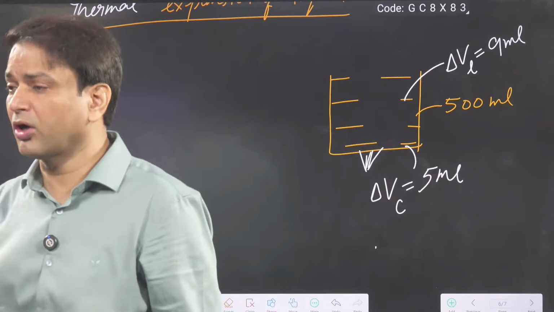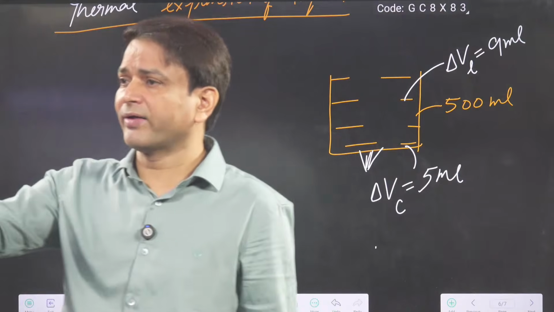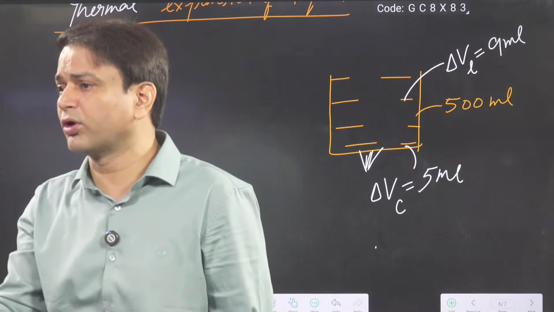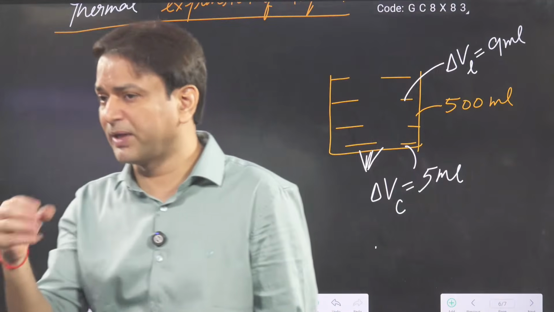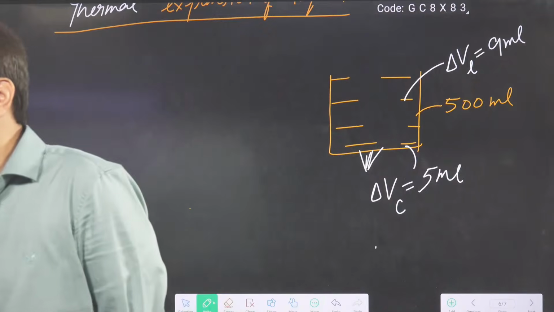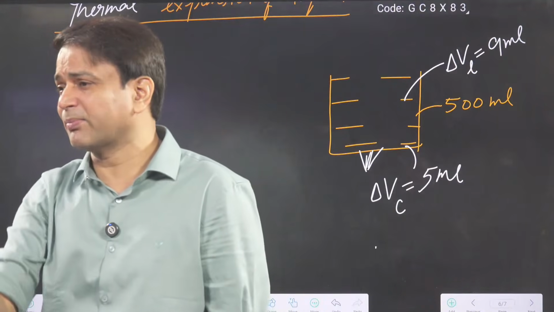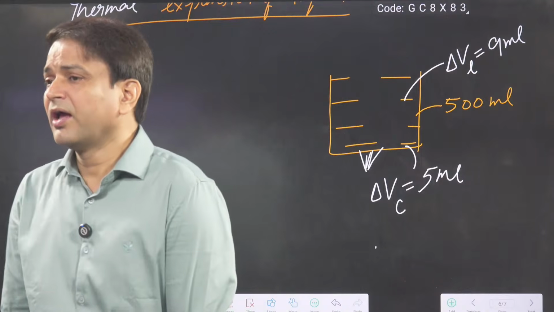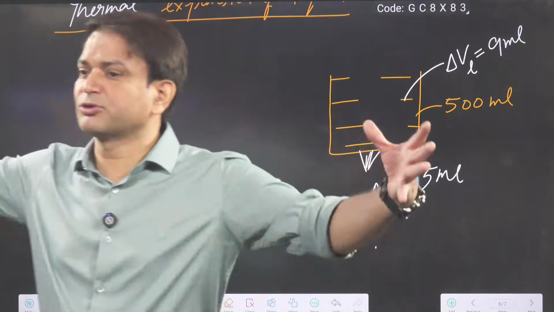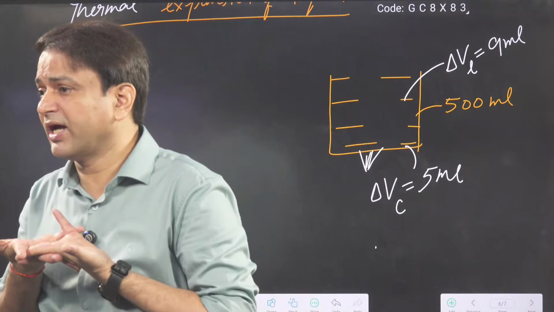This everybody got or not? According to the data I gave, 5 ml container expansion and 9 ml liquid expansion, the extra 4 ml of liquid will come out because there will not be space in the container. Okay, so what will we observe? By seeing the container, can you say the container expanded by 5 ml? We cannot say directly by seeing the container. This much of expansion will not be visible, so we cannot get an idea about the expansion of the container.